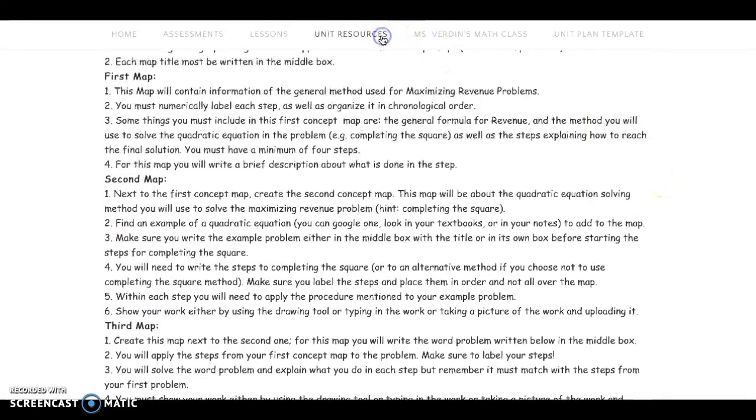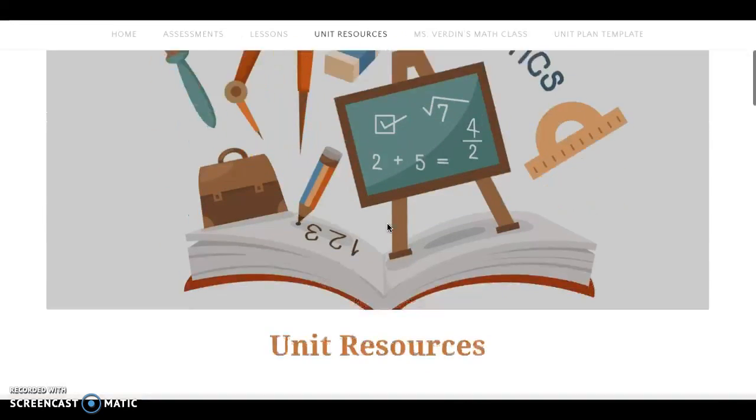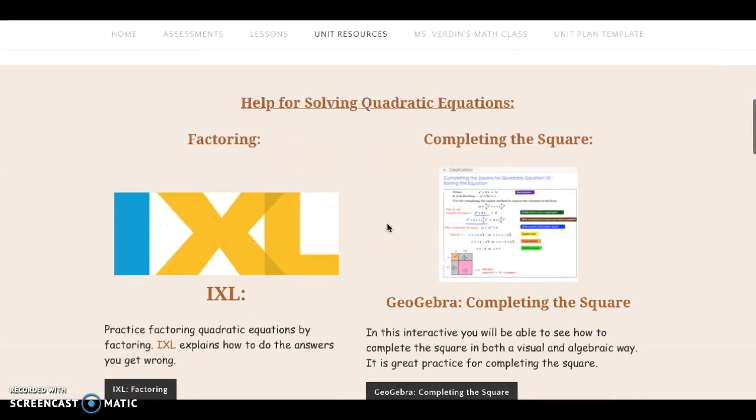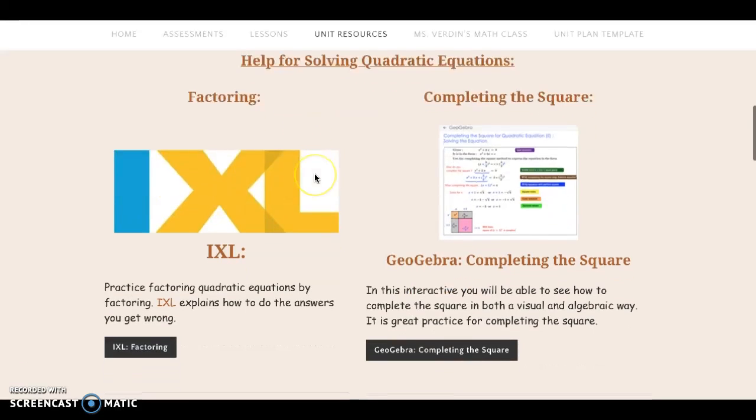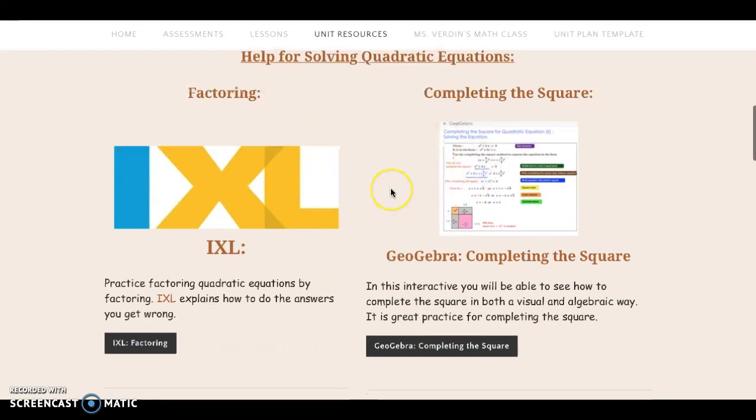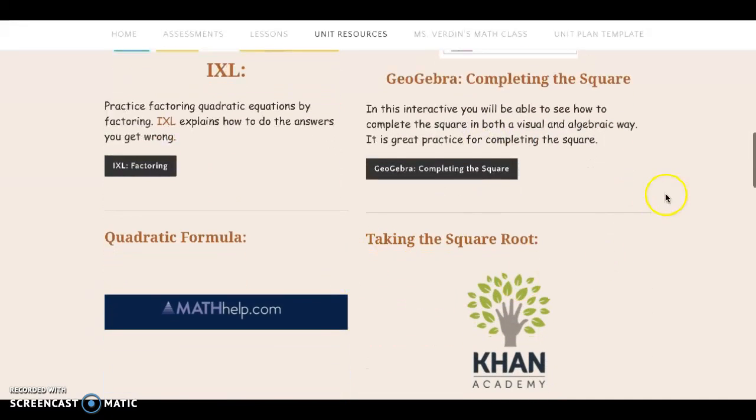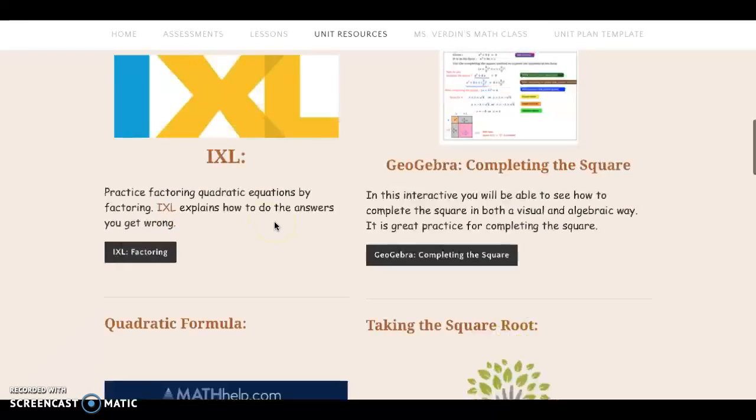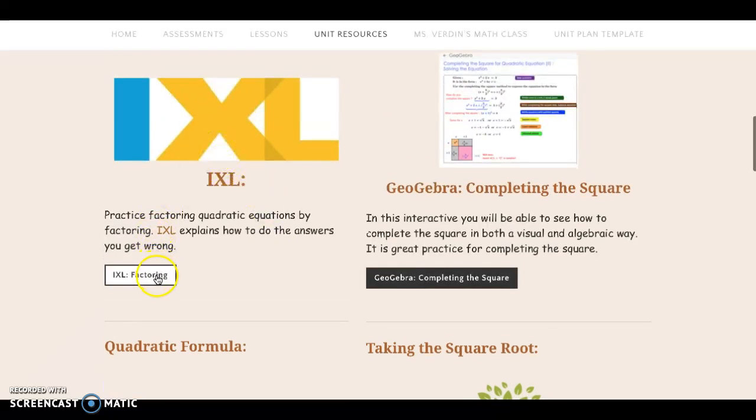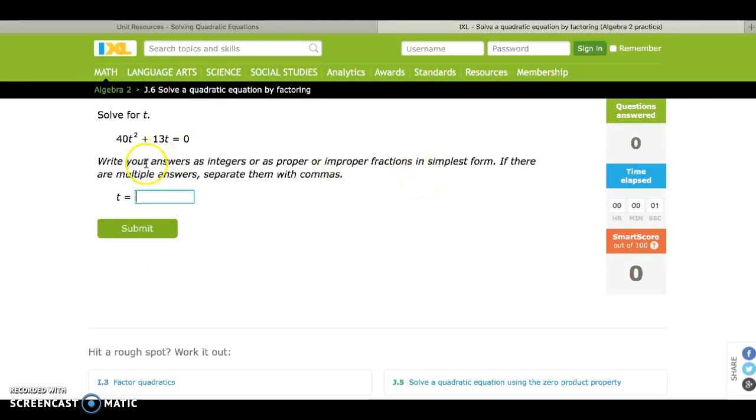So then I also do provide unit resources for the students in general. So I've set this up so that they have a resource for each of the methods that they will learn for solving quadratic equations. So they do have the factoring, completing the square, taking the square root, and quadratic formula. So some of them are just practice problems. So if they go here, they have a practice problem that they could solve and submit it and see if they got the answers correct.